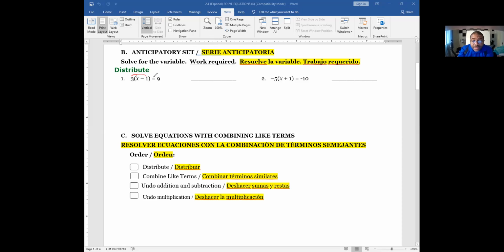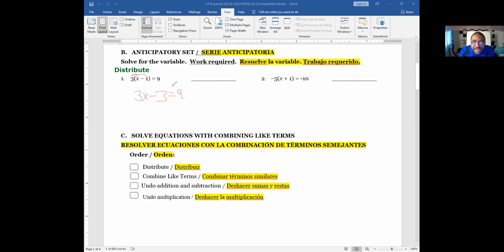Here's the equal sign. Right now, it just has one constant on this side. Since it's just one constant, we're fine. We don't have to do anything. So 3 times x will be 3x, and 3 times -1 would be -3, equals 9. That's the first step.